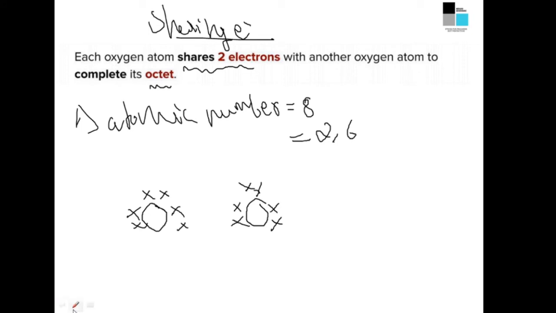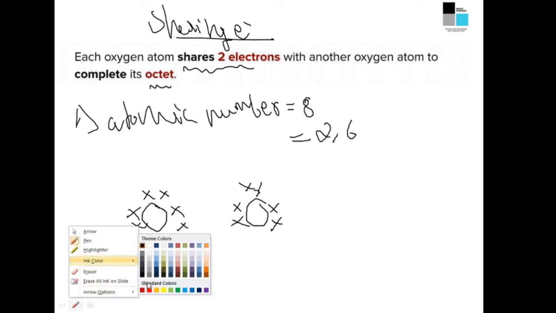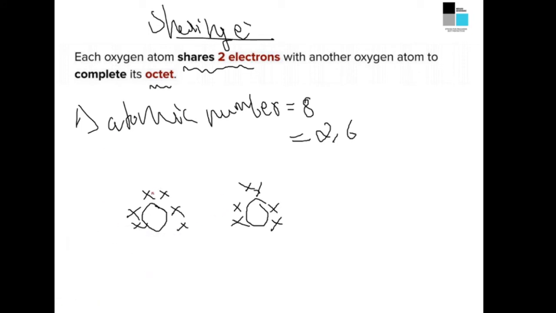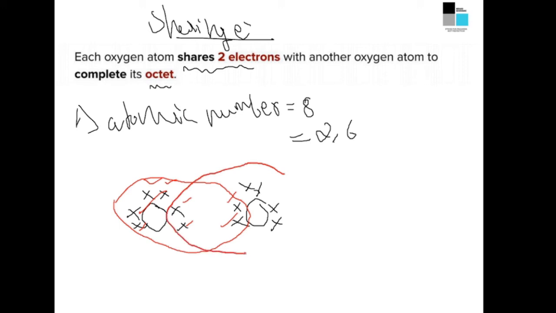Now let us draw the cloud structure. We know that one oxygen requires 2 electrons. So one oxygen would take just 2 electrons from the other oxygen. So it would have 1, 2, 3, 4, 5, 6, 7, 8. It has 8 electrons. Similarly, the other oxygen would also take just 2 electrons from the other oxygen. Now this oxygen also gains 1, 2, 3, 4, 5, 6, 7, 8 electrons.